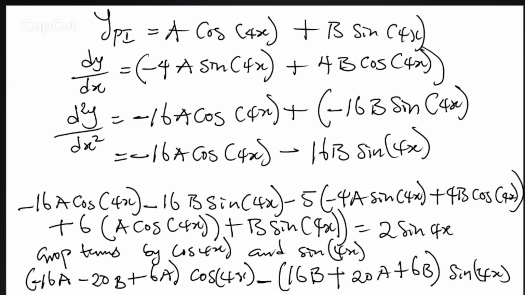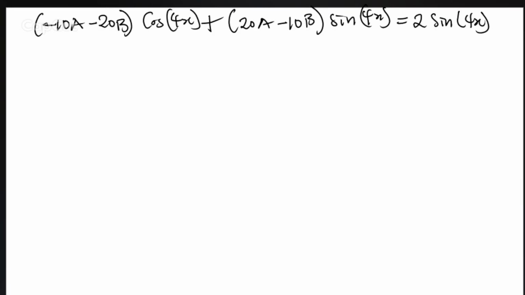So if we simplify what we have here, we'll arrive at our new value, which is minus 10a minus 20b cos 4x plus 20a minus 10b sine 4x. Are we together? So what we simply do is we solve for the coefficient. Are we together? Solving for the coefficient, we are going to compare. In terms of solving for the coefficient, what are we going to do? We are going to compare.